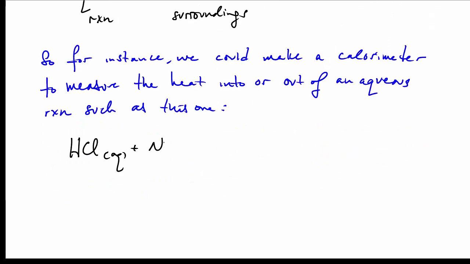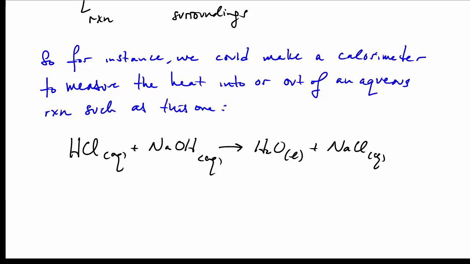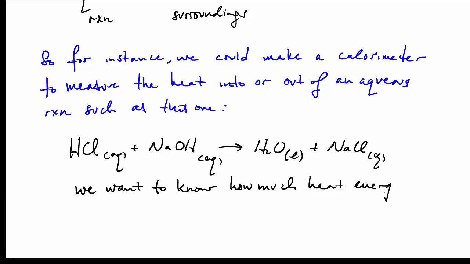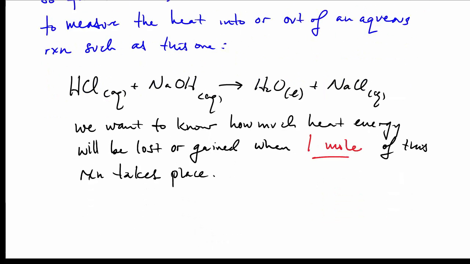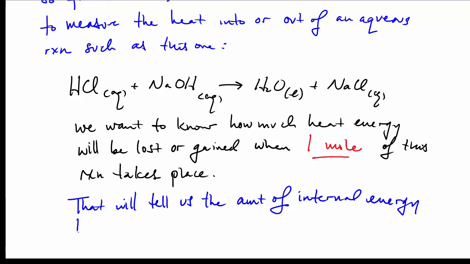Let's take hydrochloric acid and sodium hydroxide. They'll neutralize, and we get water and sodium chloride. Let's try to determine how much heat energy is evolved or absorbed due to this reaction. And we'll do that when 1 mole of this reaction takes place. In other words, when 1 mole of hydrochloric acid and 1 mole of sodium hydroxide react. This will tell us the amount of internal energy that the system gained or lost, i.e. delta H.